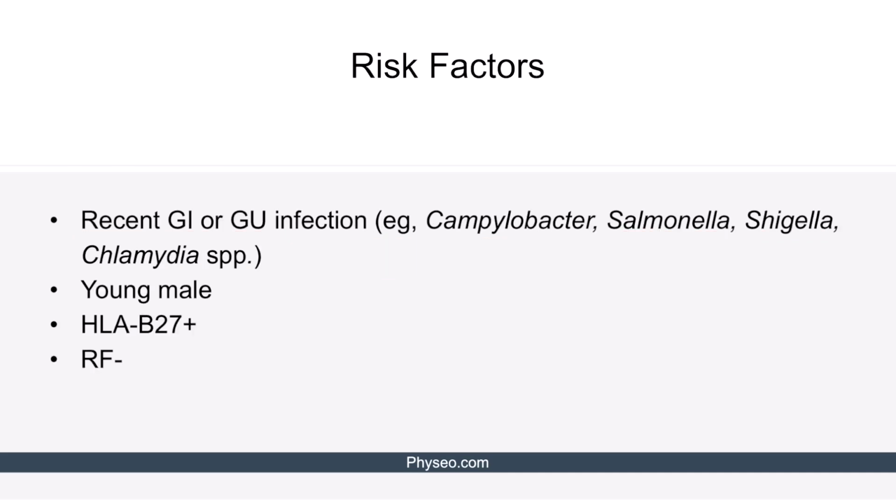Now, those patients that develop reactive arthritis have usually had a recent GI or GU infection. And common bugs to consider include Campylobacter, Salmonella, Shigella, or Chlamydia. And young males are the most likely to develop this. And as with all of these diseases in this lecture, HLA-B27 predisposes to this condition, and rheumatoid factor is negative.